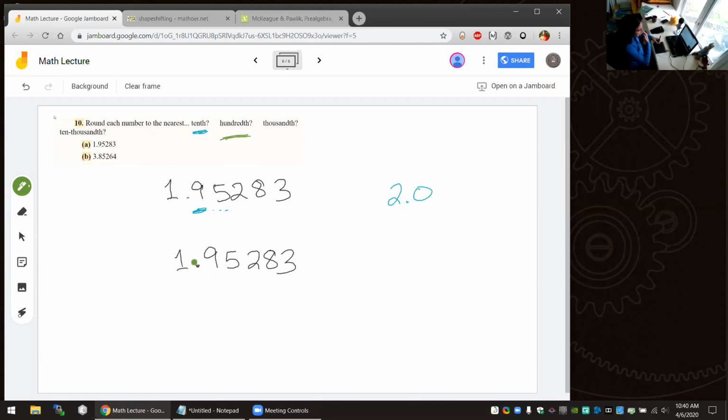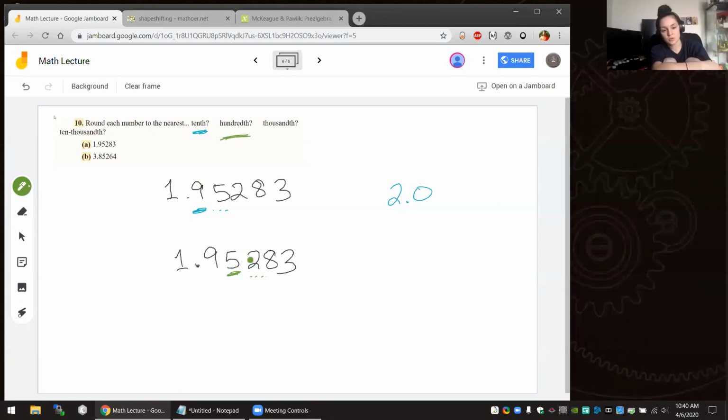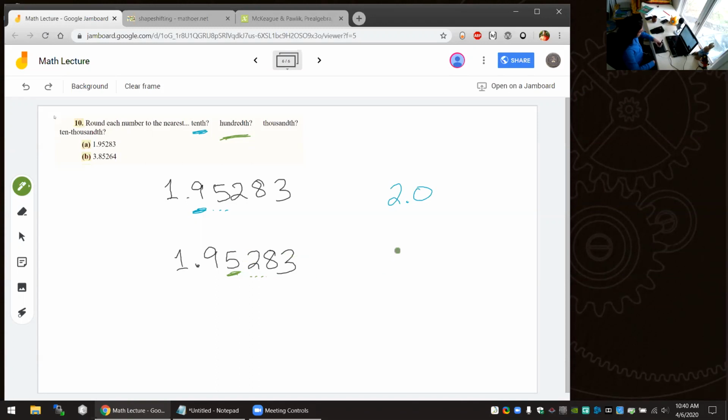Okay, hundredths: tenths, hundredths, and the thing to the right of it. Right? Okay, am I looking at the 5 or the 2? Which one do I care about right now? The 2. The 2 is not 5 or more, so it's just going to become a 0. We're going to just get rid of those.